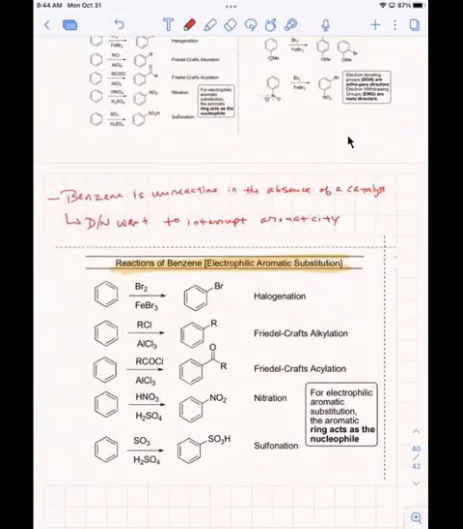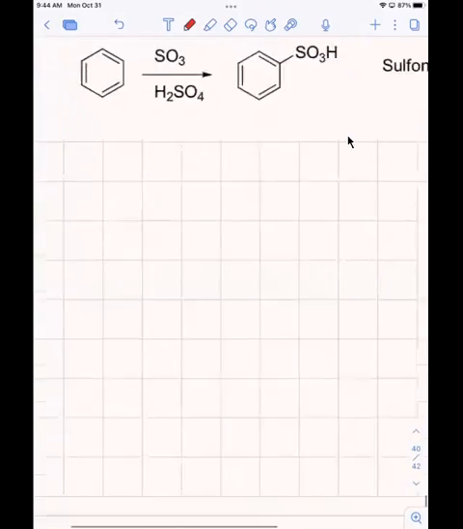Right, so every time you react benzene with a catalyst, whether you're halogenating it, alkylating it, acylating it, whatever you're doing to it, one of the final steps in all of these reactions is going to be exactly the same. You have to reestablish aromaticity. All of these reactions follow the same type of mechanism, and the mechanism is always in 3 steps.